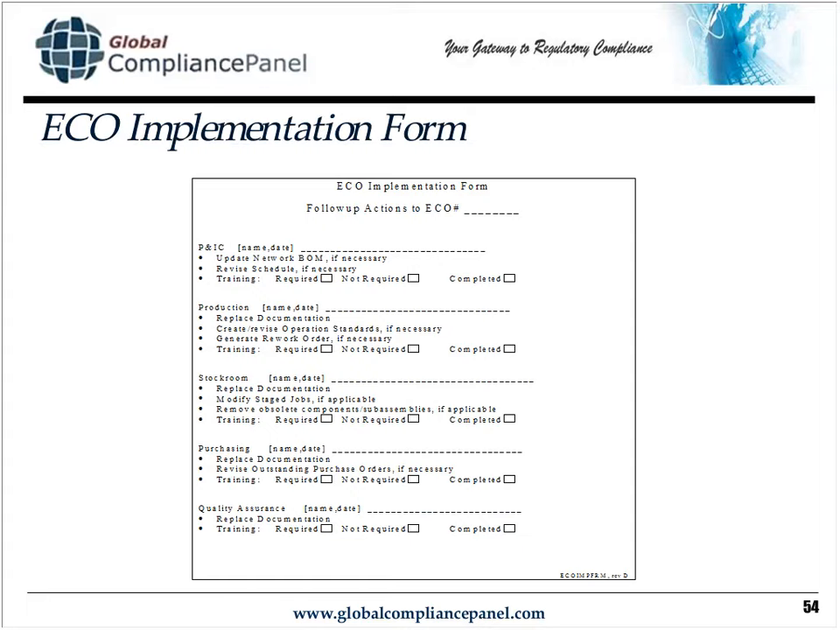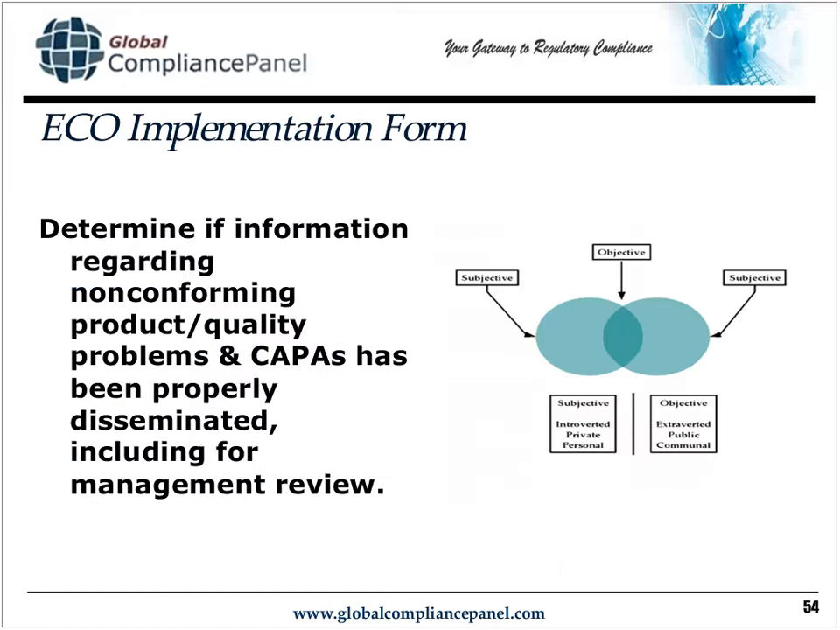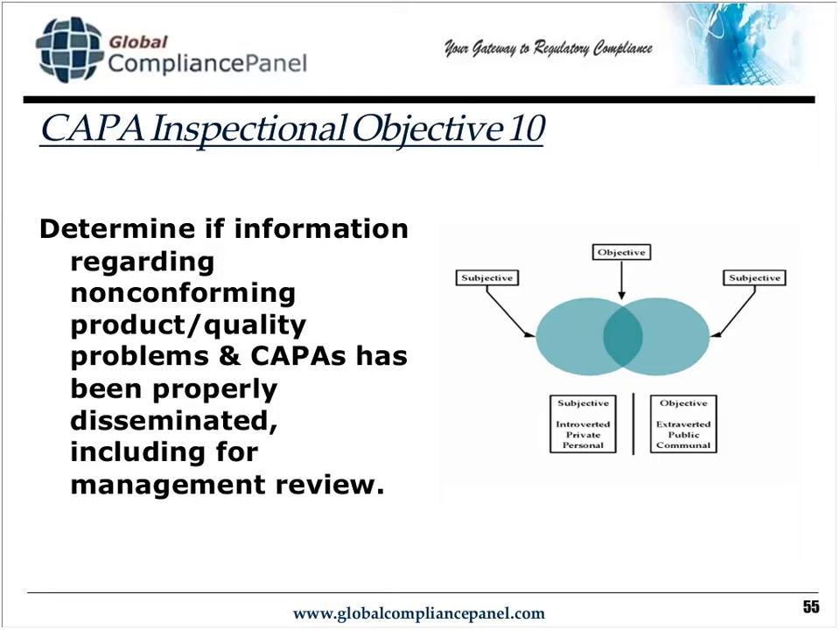And as you can see, this goes through each of the departments that are required to update or replace their documentation in their department. And once completed by quality assurance at the end, this is forwarded to document control, and they maintain a copy, and this proves that all of these actions have occurred and that documents have been replaced, importantly. Inspection Objective 10 talks about dissemination.